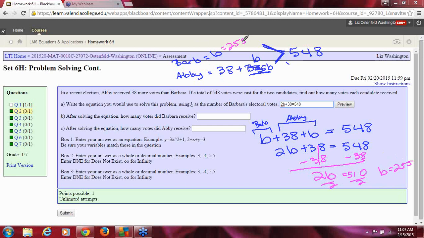So that's how much Barb got. Barb got 255. So let's type that in. 255. And after solving the equation, how many did Abby have? Well, Abby technically was 38 plus B, right? So if Barb had 255, because that's B, and I add 38 to that, I get 293. Now technically, if I want to check my work, 293 plus 255 should equal 548. So let's submit that.